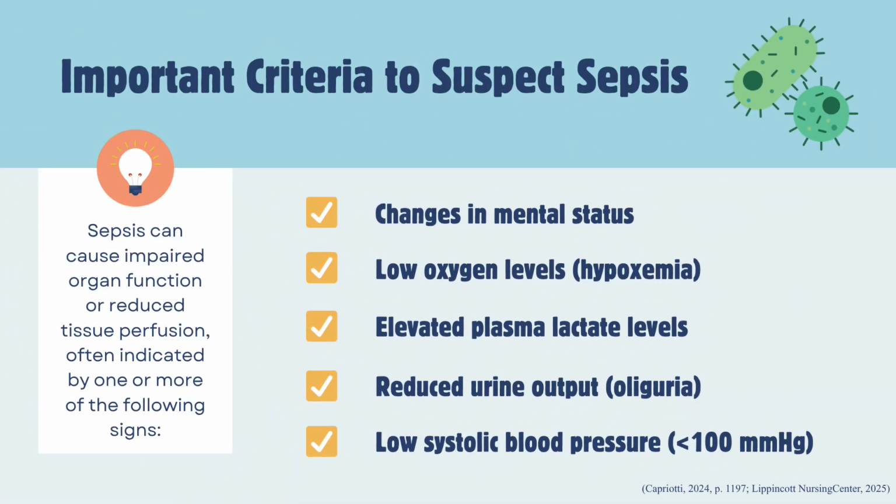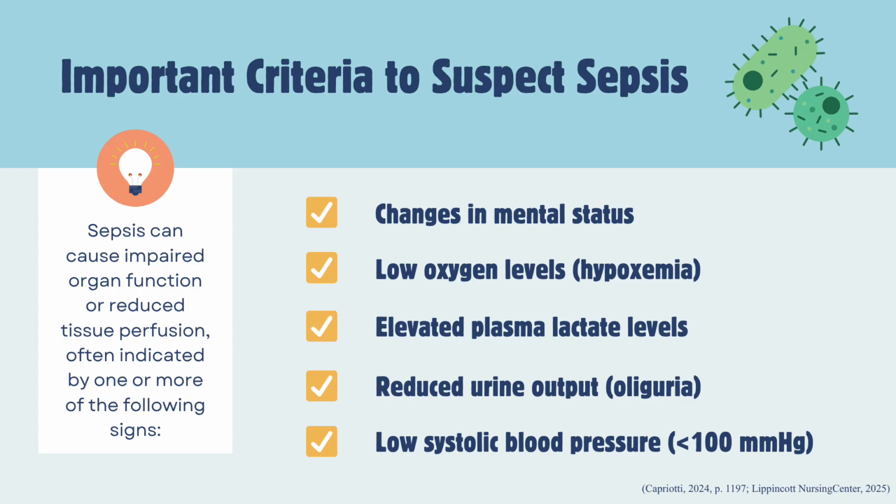Sepsis should be suspected when a patient begins showing early signs of deterioration, particularly changes in mental status, such as confusion or decreased alertness. Hypoxemia, or low oxygen levels, is also a key warning sign that tissue oxygenation is becoming impaired. Laboratory findings such as elevated plasma lactate levels may indicate poor tissue perfusion and the onset of anaerobic metabolism.